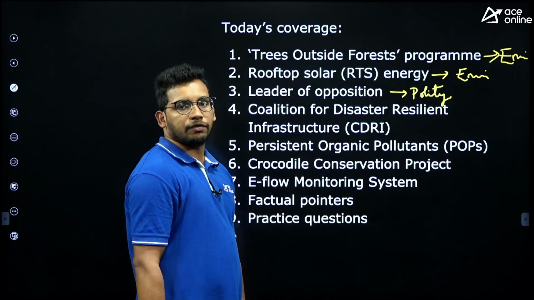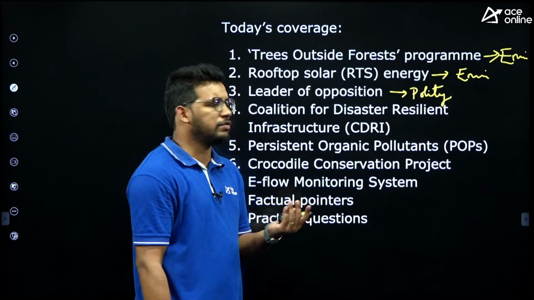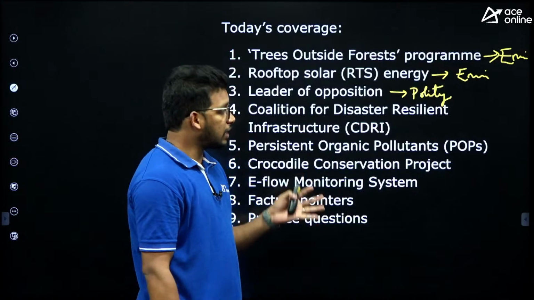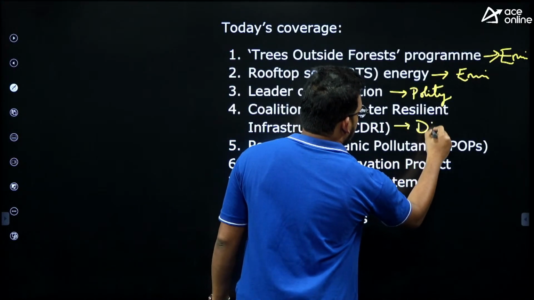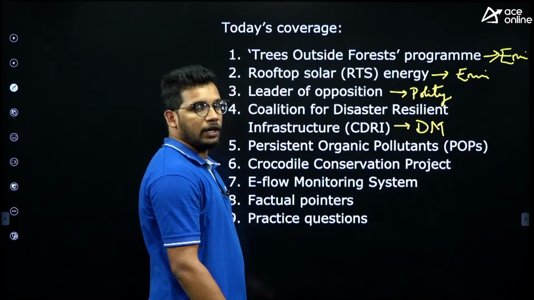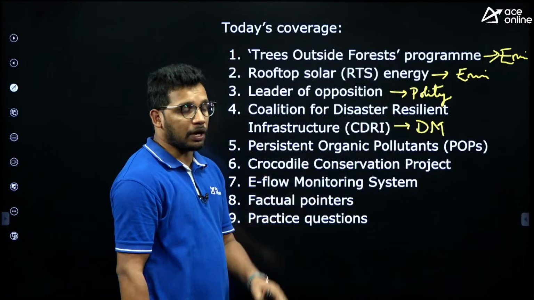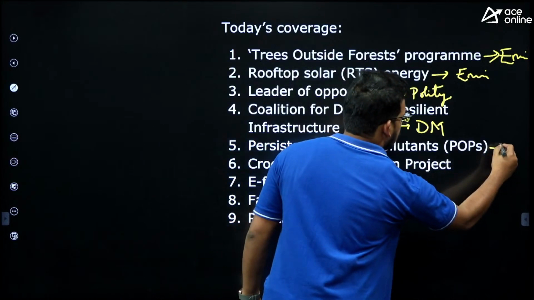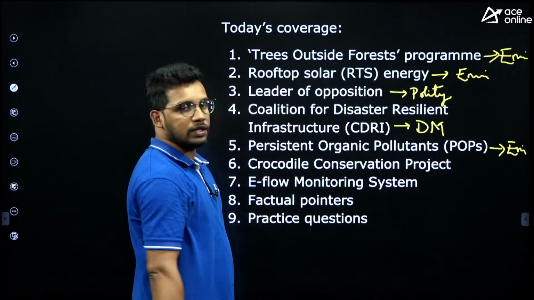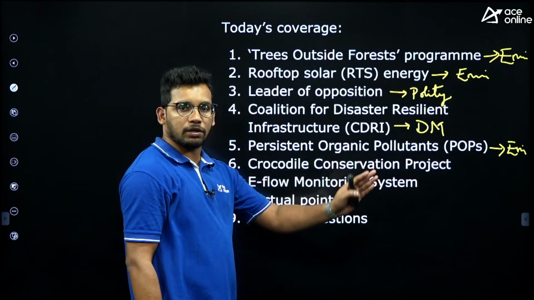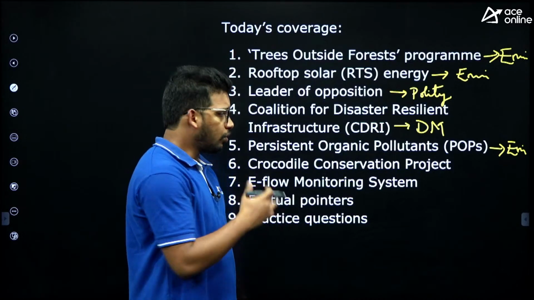Then Coalition for Disaster Resilient Infrastructure. We have discussed this many times, like 2-3 times in the last 3-4 months. Again it is there in the news, right? So we'll see this as well. This is part of disaster management, right? Then persistent organic pollutants. Again this is part of environment. These are pollutants. So we have approximately 3 articles till now. Yes, one more article is there. Crocodile Conservation Project. This can be taken as part of environment, or you can take it as geography also.